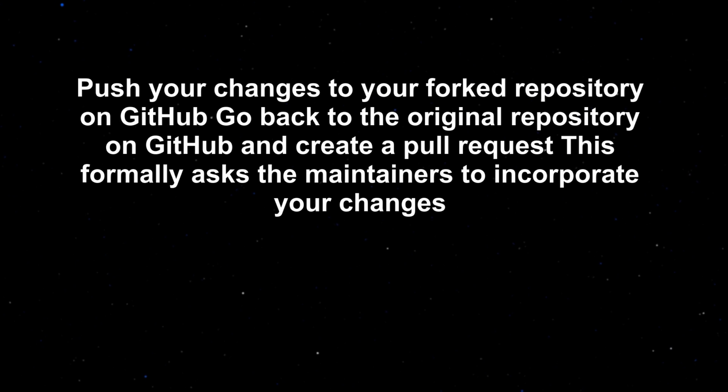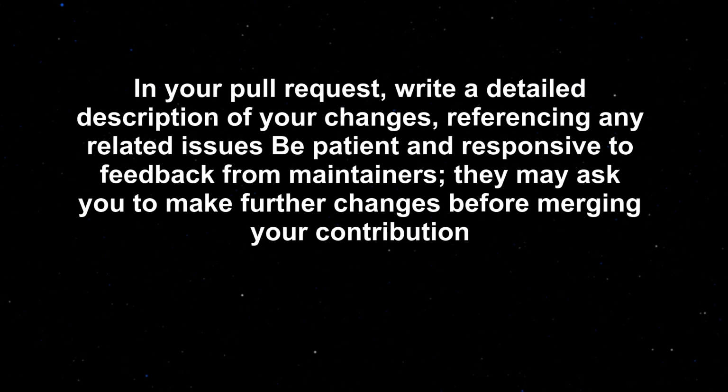Push your changes to your forked repository on GitHub. Go back to the original repository on GitHub and create a pull request. This formally asks the maintainers to incorporate your changes. In your pull request, write a detailed description of your changes, referencing any related issues. Be patient and responsive to feedback from maintainers. They may ask you to make further changes before merging your contribution.